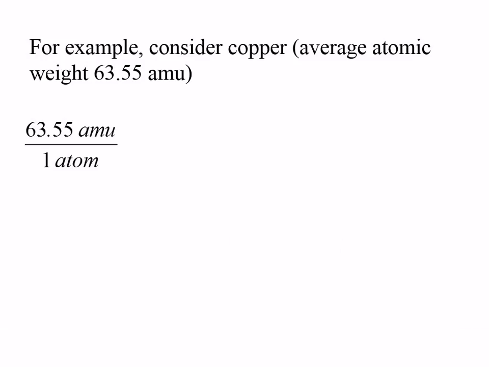Oh, you guys don't have this slide. I'm picking on copper, and I'm going to do a proof to show you how we get molar mass for copper. If you were to go to the periodic table for copper, you would see the decimal number is 63.55. And that's 63.55 AMUs. That's how much 1 atom weighs. All right?